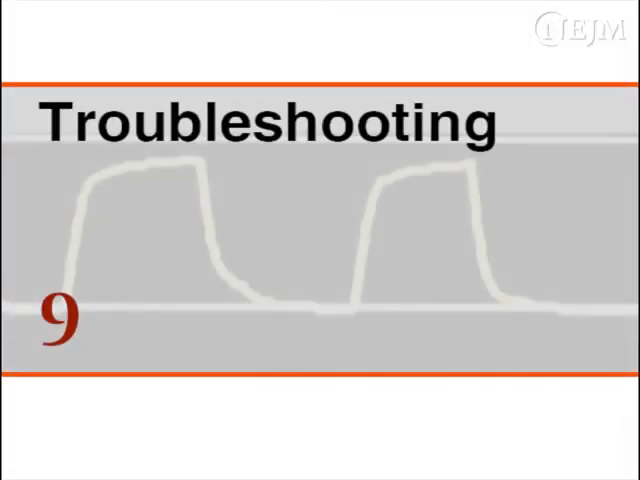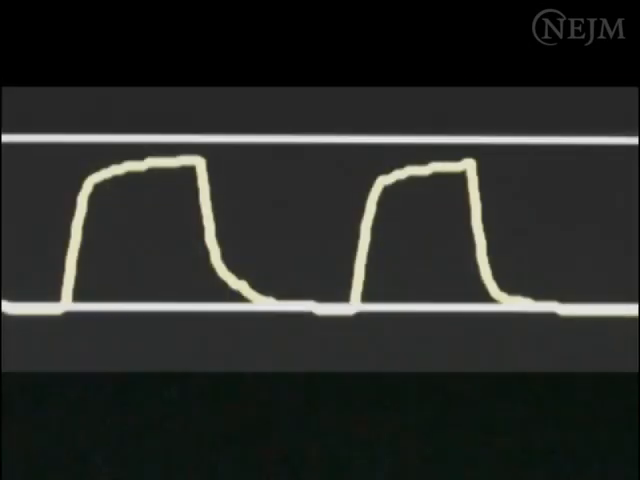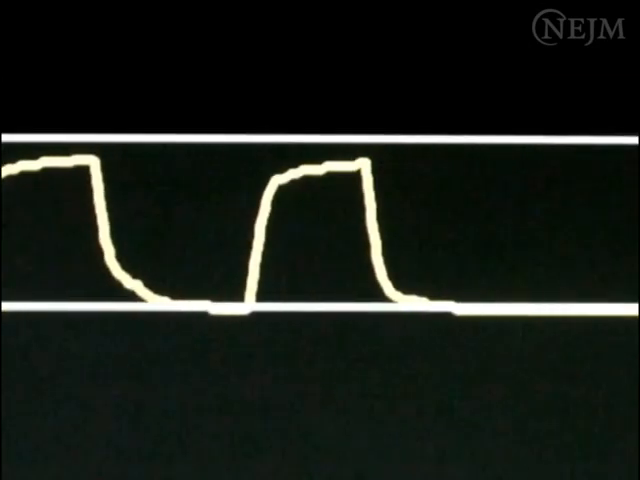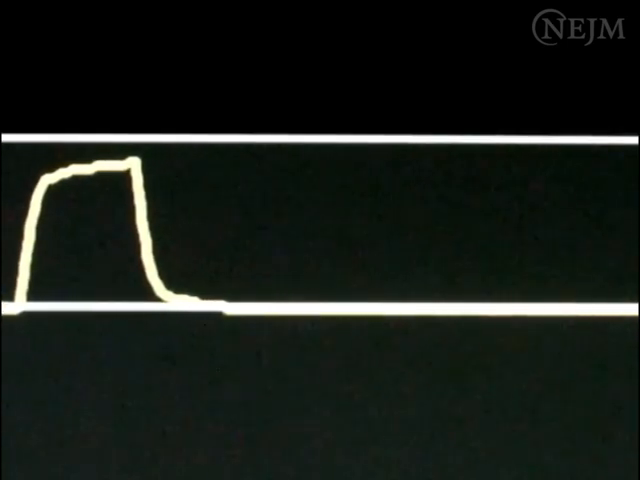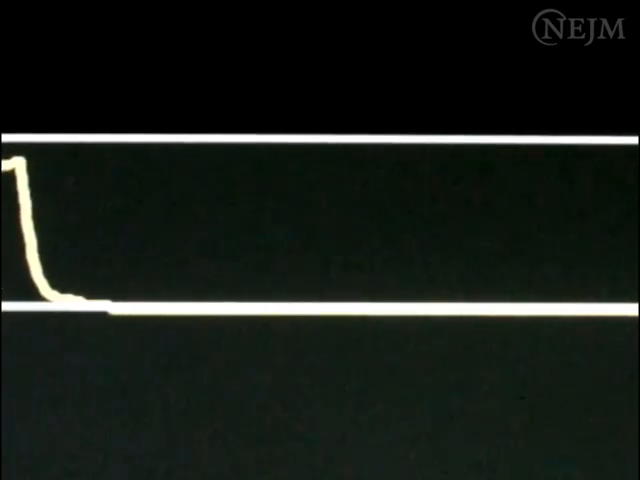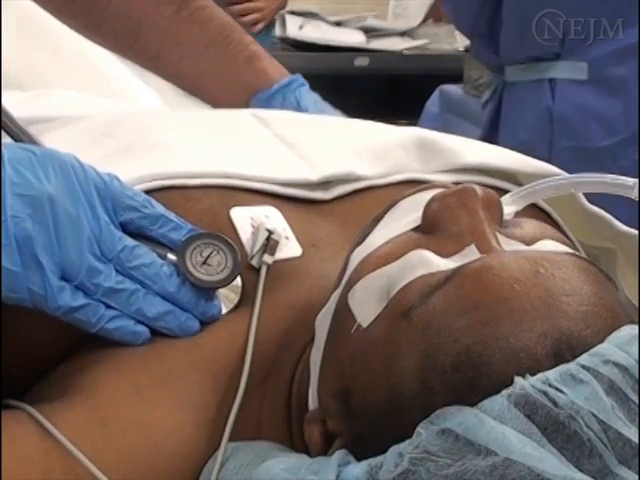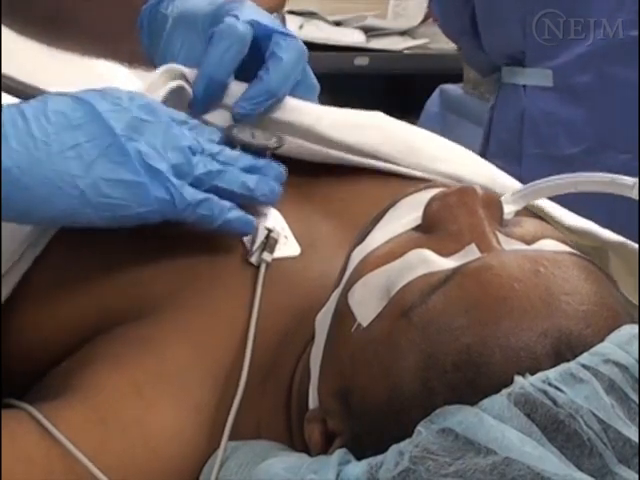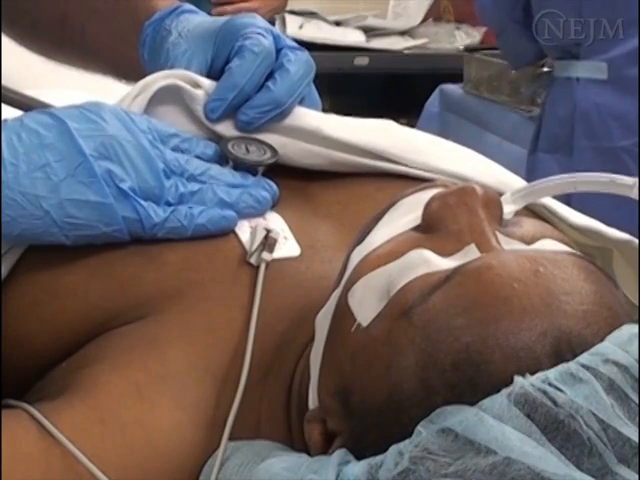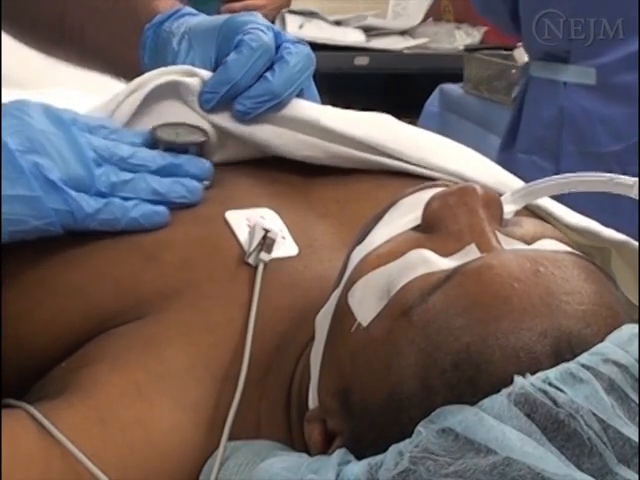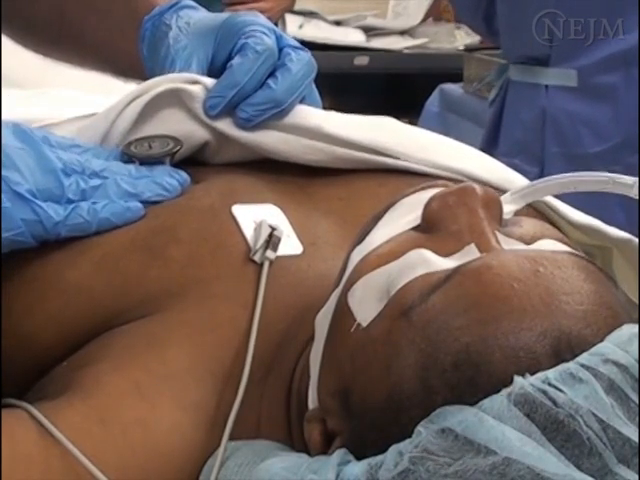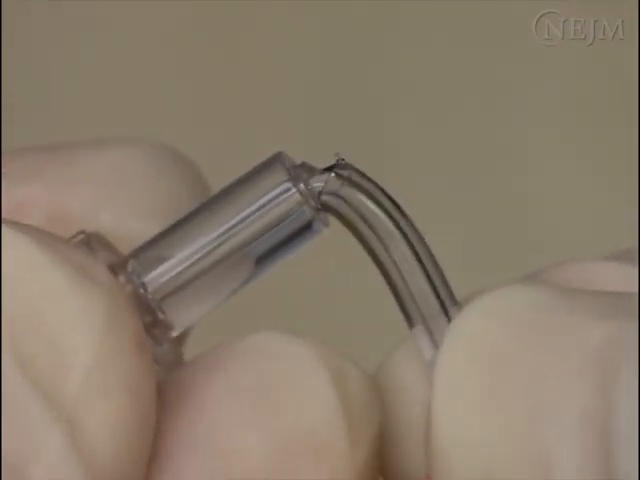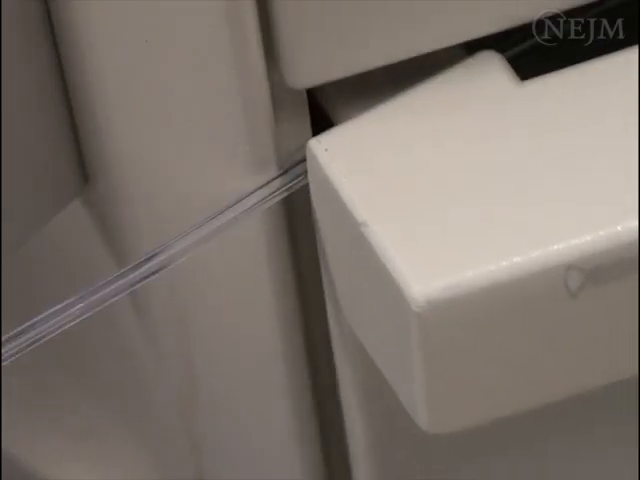Troubleshooting. Artifacts should be the last explanation for changes in critical values. Therefore, when a low or high carbon dioxide reading is obtained, a physical assessment of the patient must be performed before the assumption is made that the values represent equipment malfunction. If the patient appears to be clinically stable, consider the possibility of either leakage or occlusion of the sampling system.